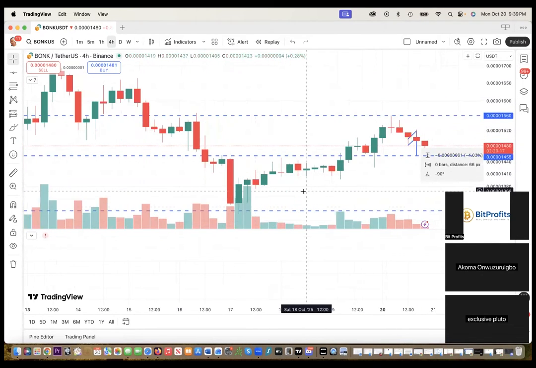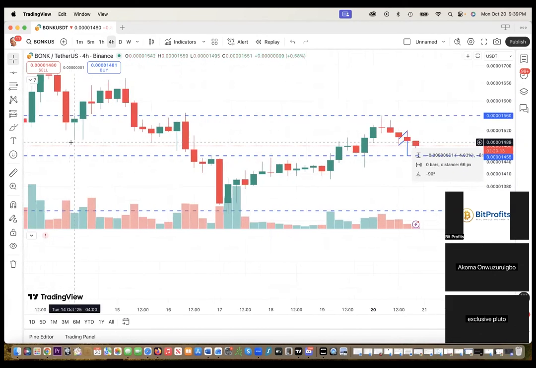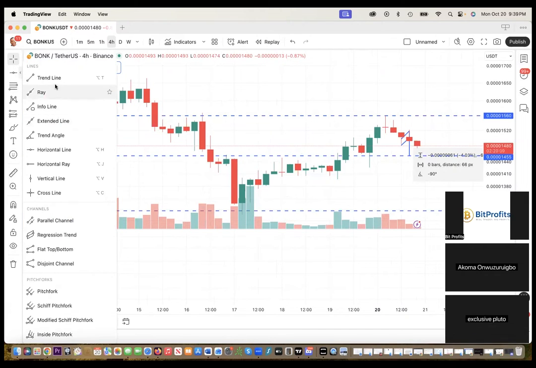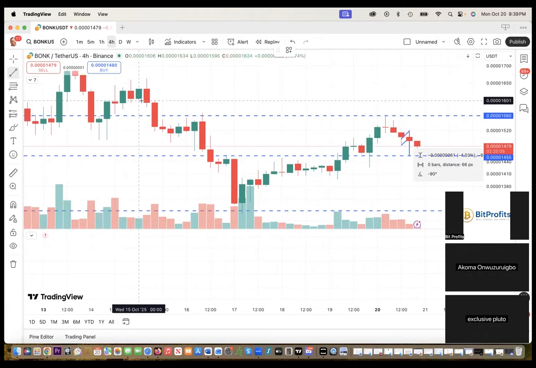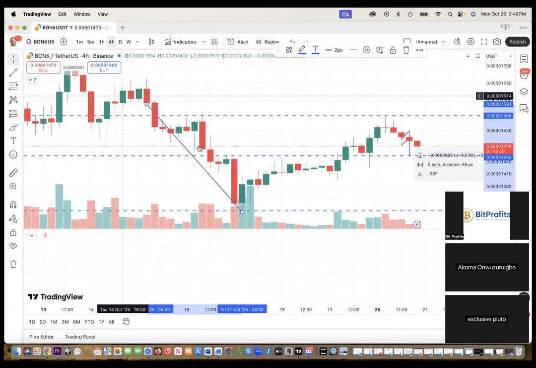Because let's think about what happened right here. The price is going down. We're in a downtrend. How do I know we're in a downtrend? Let me plot it with my trend line. You can clearly see my cursor is going down, right? This is a trend. We get to this point and then all of a sudden it reverses, right?